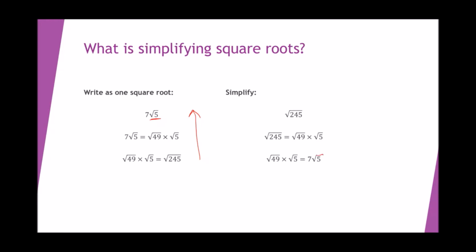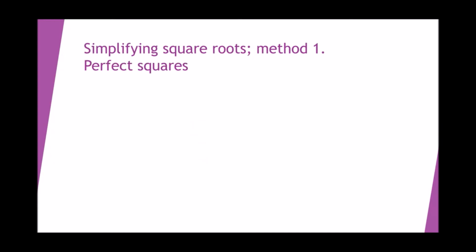Somehow this square root is not finished. Oh well. But that seems quite complicated. How do we go about this? So as I said, I've got two methods for that. So let's start with the first method, perfect squares.